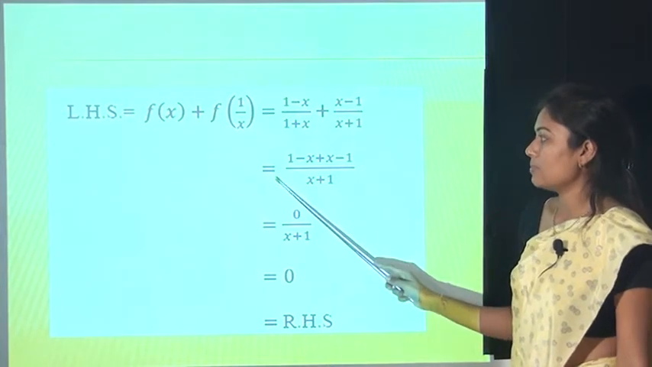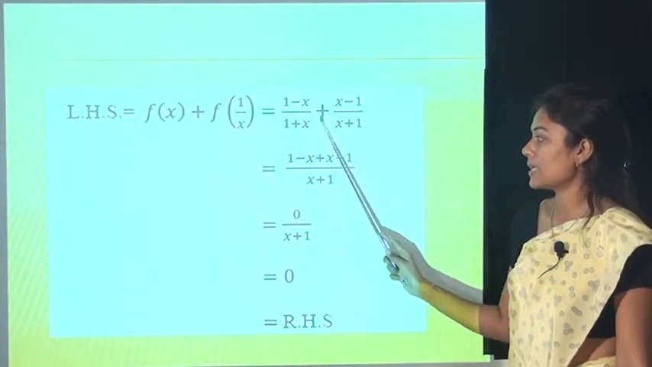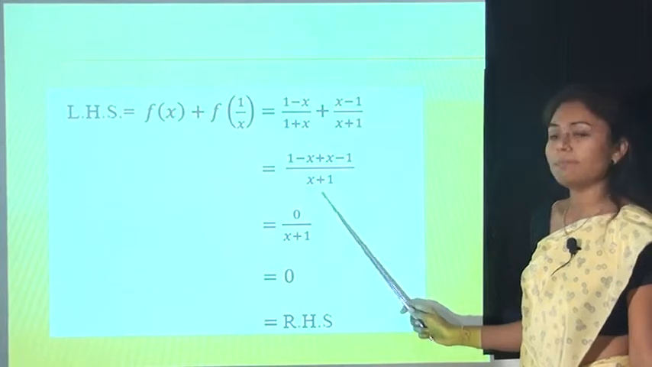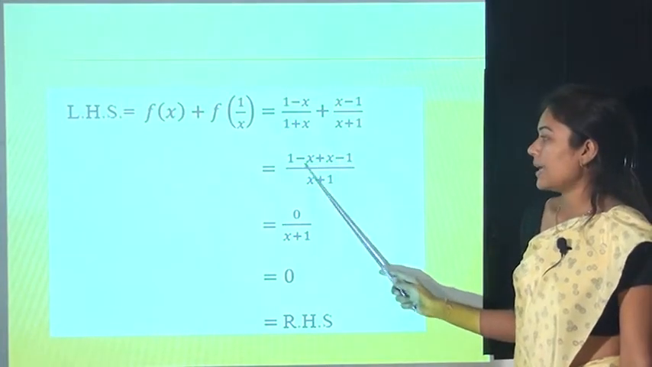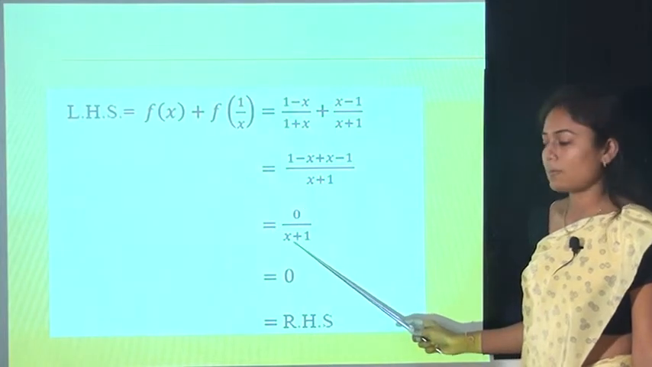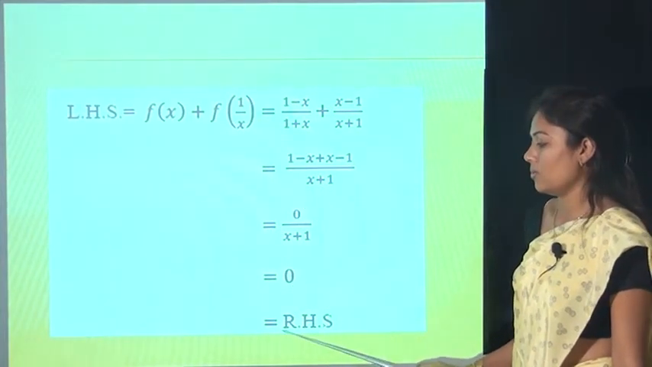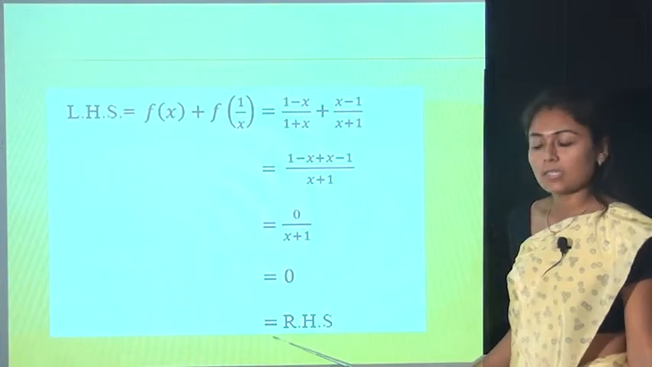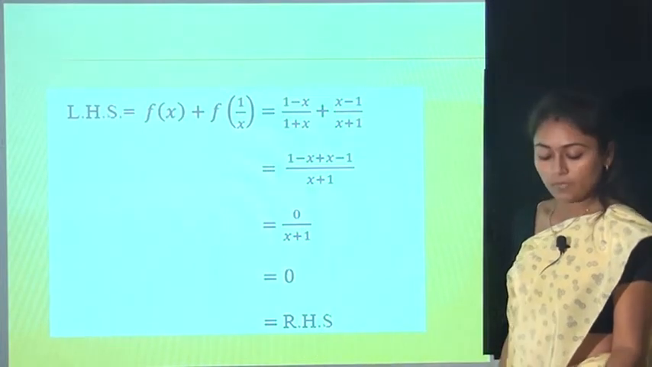Now taking LCM, you get 1 minus x plus x minus 1 divided by x plus 1. Here x cancels out, 1 minus 1 cancels out, it becomes 0 upon x plus 1, that means it is equal to 0. That means you got RHS, hence it is proved.